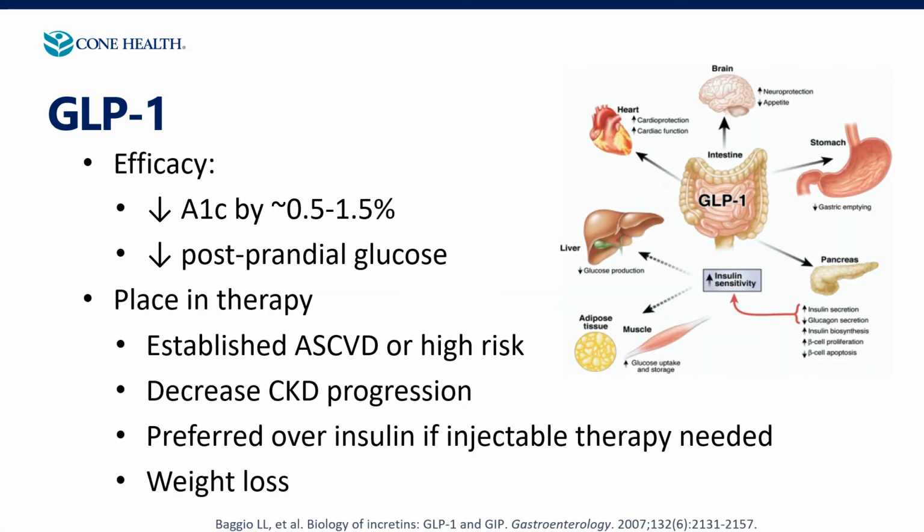So how does the GLP-1 receptor agonist work? GLP-1 or glucagon-like peptide 1 is a hormone that's released from the intestinal tract in response to food. GLP-1 has many effects in the body as shown in the image on the slide. GLP-1 binds to the GLP-1 receptors on the pancreas to increase insulin secretion and reduce glucagon secretion. It also binds to the receptors in the stomach to slow gastric emptying, receptors on the brain to decrease appetite, and the liver to reduce glucose production, and muscle and adipose tissue to increase glucose uptake and storage.